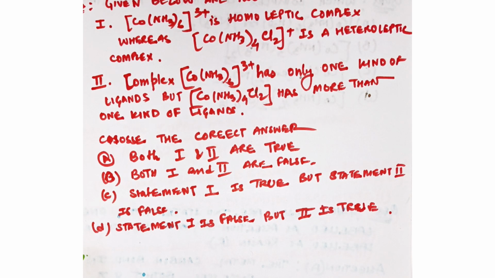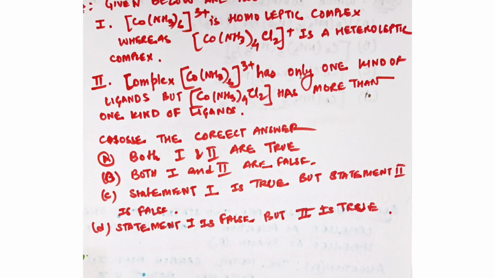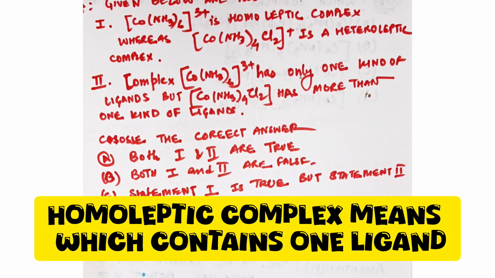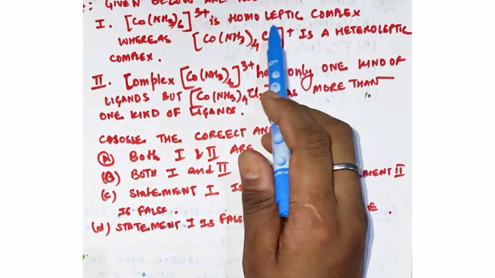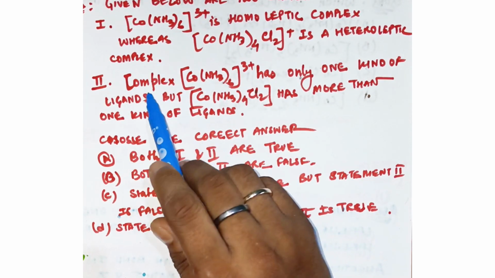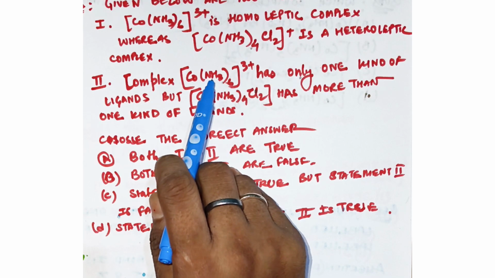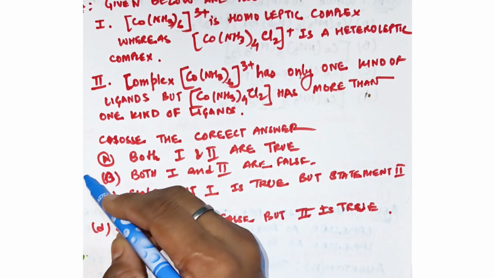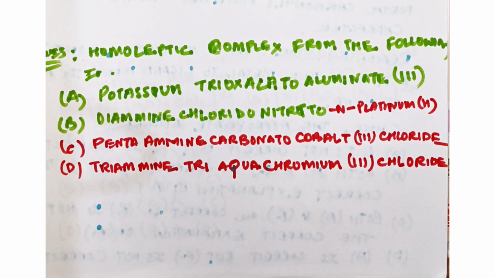First you have to know what a homoleptic complex and a heteroleptic complex are. A homoleptic complex contains only one type of ligand, and a heteroleptic complex contains more than one type of ligand. So the first statement is correct. The second statement, which says that it has more than one kind of ligand, is also true. So your answer will be both 1 and 2. We will go to question number 2.